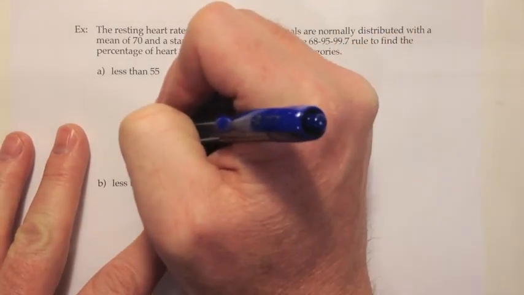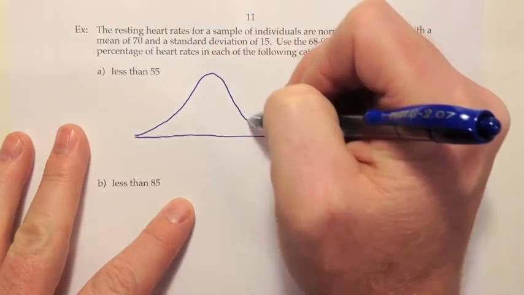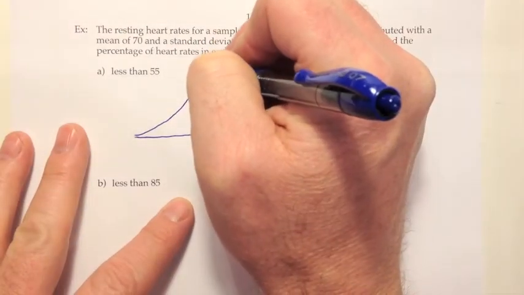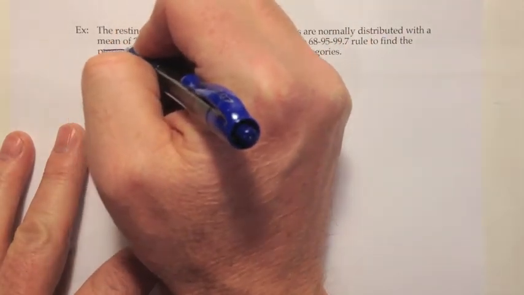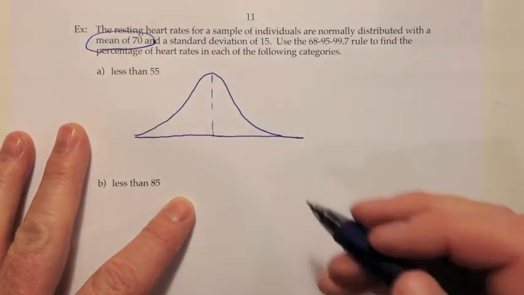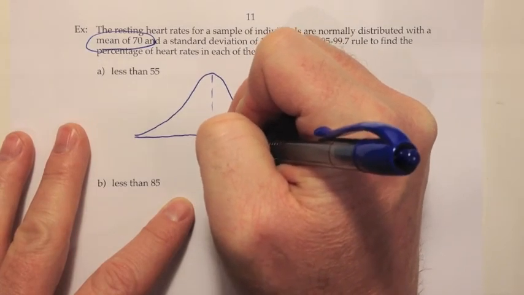So I'll draw in my axis, draw in a bell-shaped curve, and near the peak, if I drop down, that's supposed to be the mean. And it says in the problem that we have a mean of 70 for this distribution. So I'm going to put 70 right there.